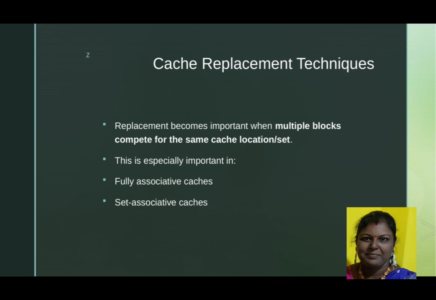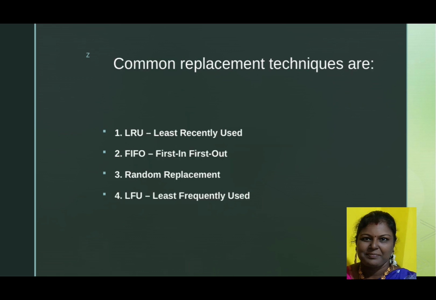When it comes to managing limited resources, like memory in a computer, we often need to decide which items to replace. There are a few common strategies for this. First, LRU, least recently used, which removes the item that hasn't been accessed for the longest time. Then FIFO, first in, first out, which simply replaces the oldest item. Random replacement picks an item at random, no questions asked. And finally, LFU, least frequently used, which targets the item accessed the least over time. Each has its own strengths and trade-offs.